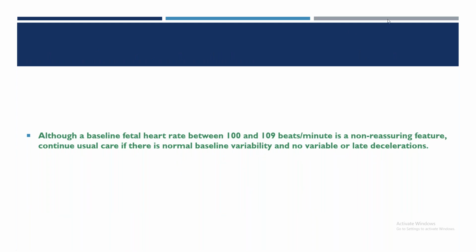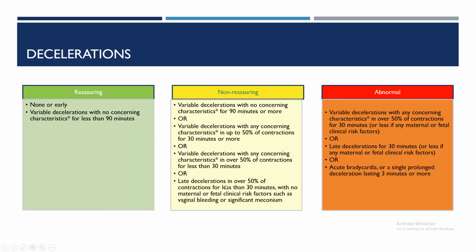Ma'am, in the variable deceleration, in the non-reassuring features also, the third parameter is variable decelerations with any concerning characteristics in over 50% of contractions for less than 30 minutes. And for abnormal it is more than 30 minutes, is it, ma'am? More than 30 minutes. Okay. Yeah, it is more than 30 minutes. Most of the time, this is the thing that is going to come in the question, because it is the most confusing part.